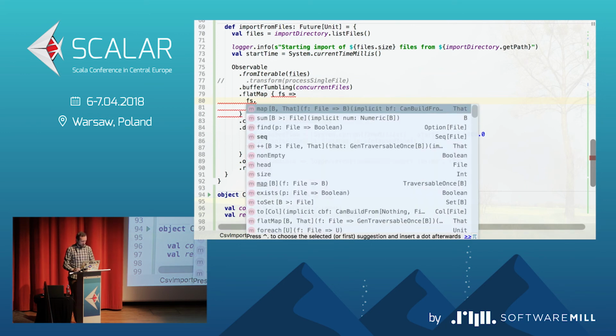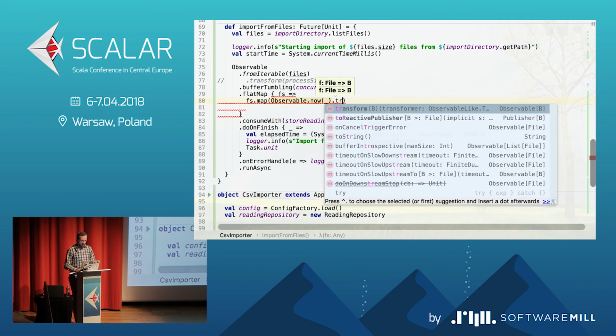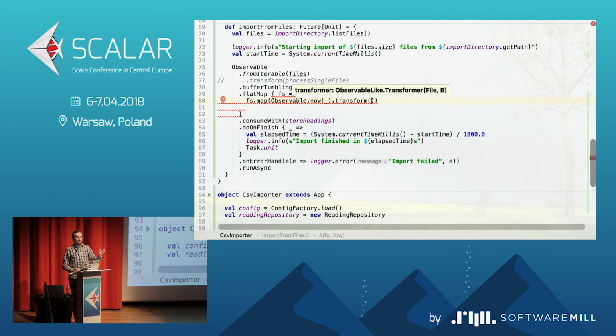So we're going to start by taking each file and then converting the file into an observable instantly. And this is what the observable now method can be used for. So it basically takes the item and gives you an observable that emits this item. And now we're going to use the familiar transform method to attach our process single file transformer. Because of course we got rid of the transform invocation here, but we still want to use our transformer, but we want to use it in a parallel fashion.